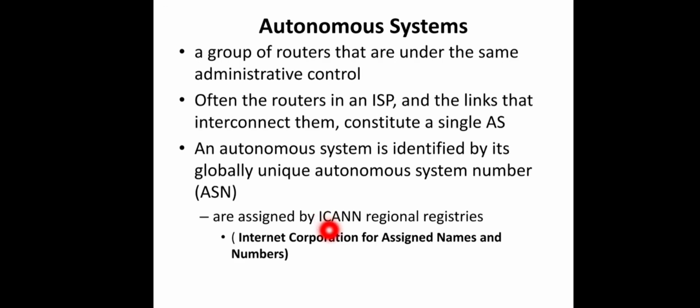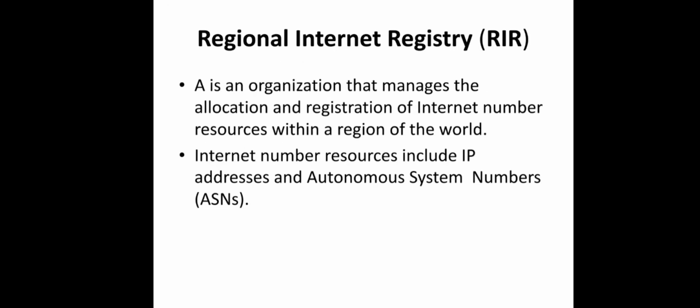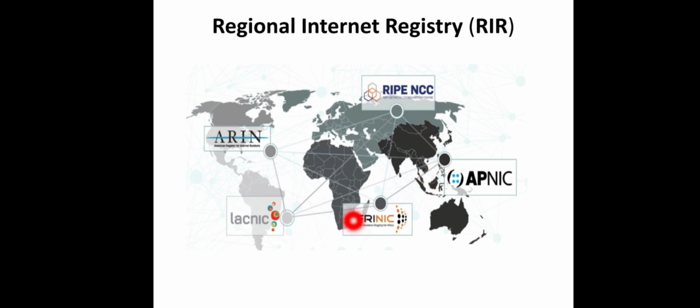So these autonomous system numbers are assigned by the regional registries, which are managed by ICANN. So what is actually a regional registry? The entire world is divided into 5 different regions. Corresponding to each region, there is a registry that manages all the autonomous system numbers and IP addresses under that region. These are the 5 different RIRs over the world: ARIN, RIPE NCC, APNIC, AFRINIC, and LACNIC.